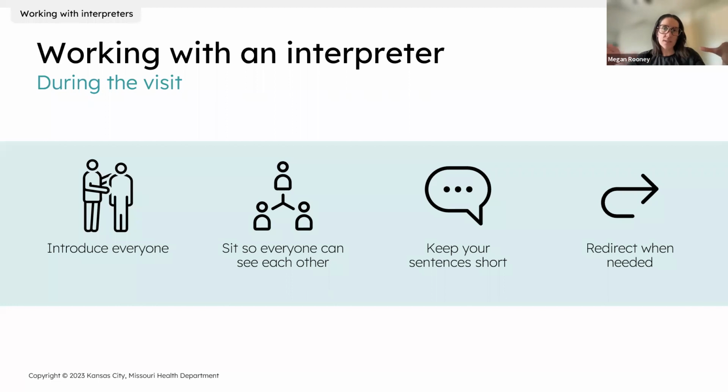Sitting so that everyone can see, so sitting in a triangle or a circle so that you're like in a group speaking. I also mentioned you always want to look at the client or the person who is speaking, not staring or talking to the interpreter. Keeping your sentences short and in short bursts as opposed to long paragraphs. And then redirect. Sometimes the client and the interpreter will join into a conversation together because they speak the same language. So they start speaking, but it's your job to redirect as needed. Okay, I hear you are speaking about something, remember, I can't understand. So can you tell me exactly what you're talking about?